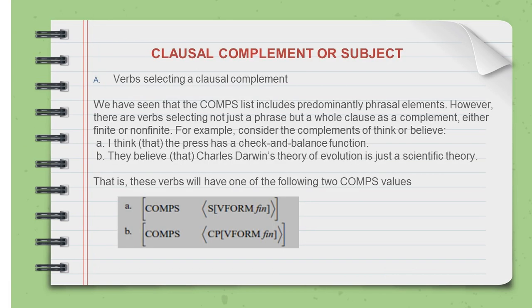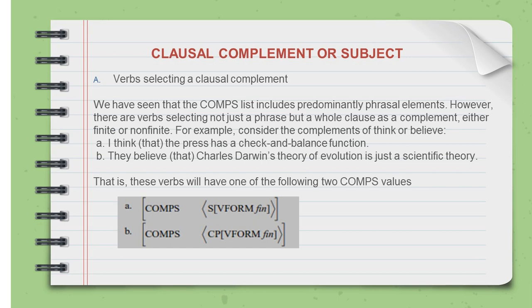Now, clausal complement or subject. A. Verbs selecting a clausal complement. We have seen that the comps list includes predominantly phrasal elements, but a whole clause can be a complement, either finite or non-finite. For example, consider the complement of think or believe. 41. A. I think that the press has a check and balance function. B. They believe that Charles Darwin's theory of evolution is just a scientific theory.